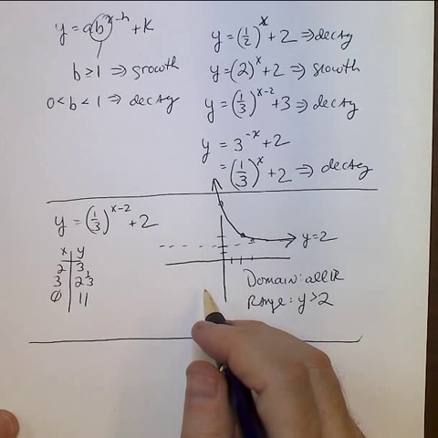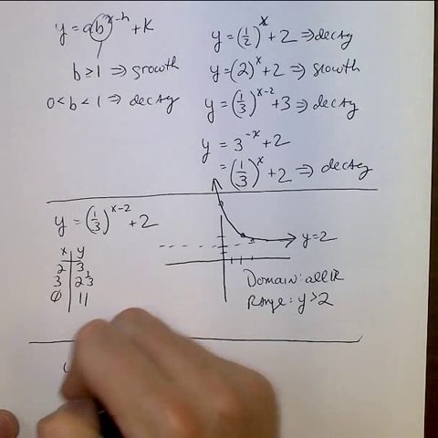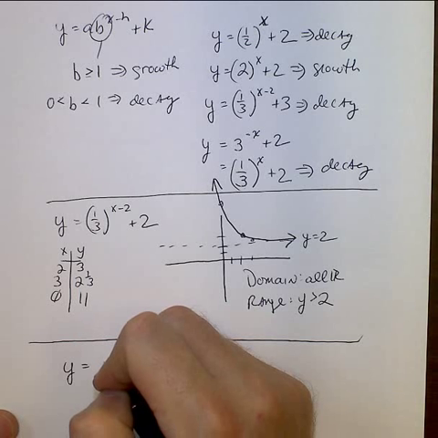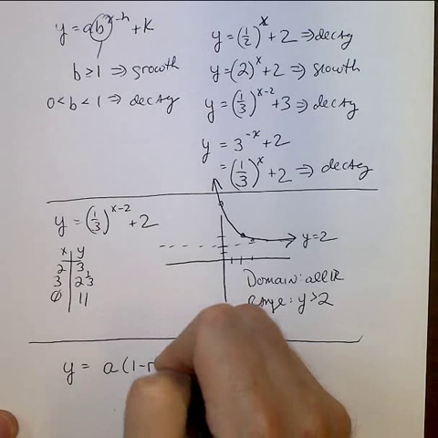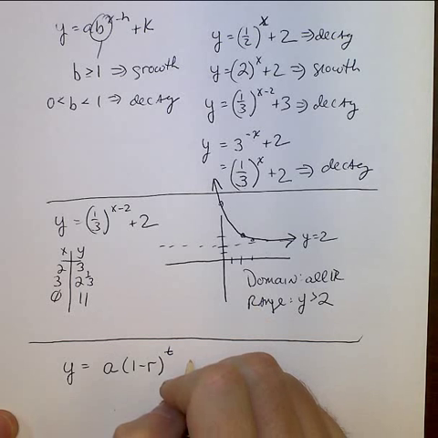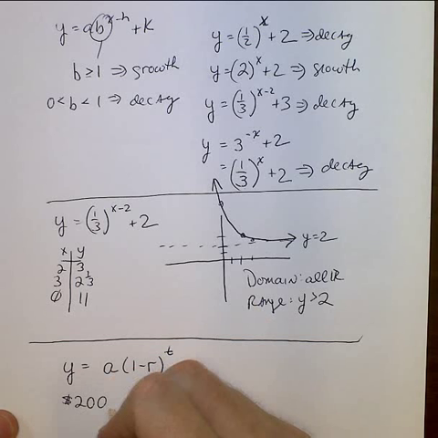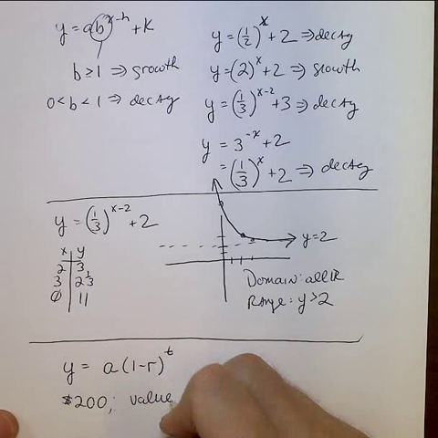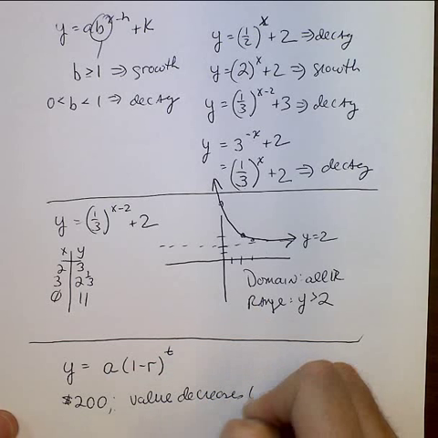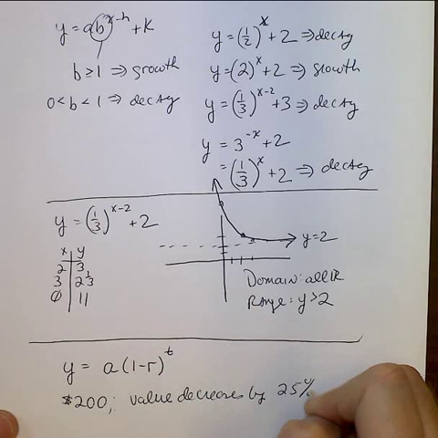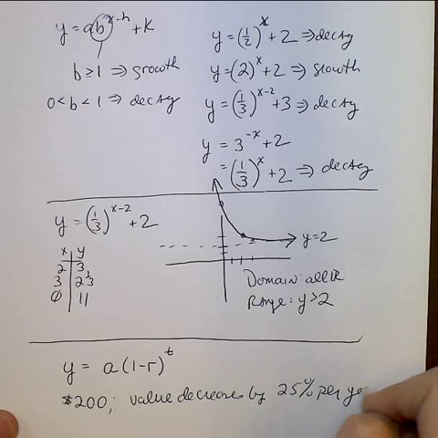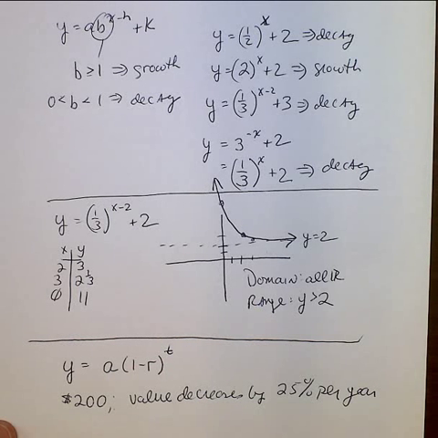There's also a formula for depreciation. The formula for depreciation will be y equals a times 1 minus r raised to the t. So in number 31 on the homework, we made a purchase for $200. And the value of our purchase decreases by 25% per year. And the question is, how much is this purchase valued in 3 years?